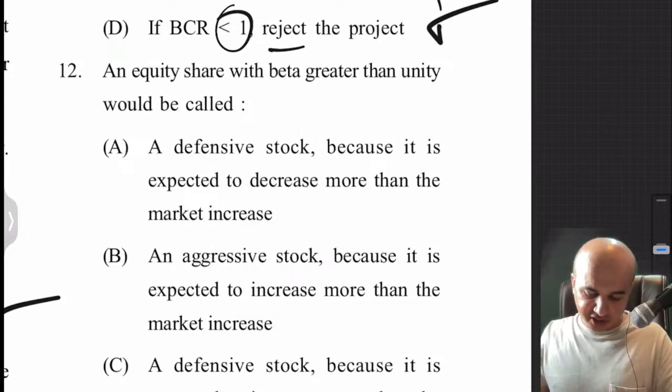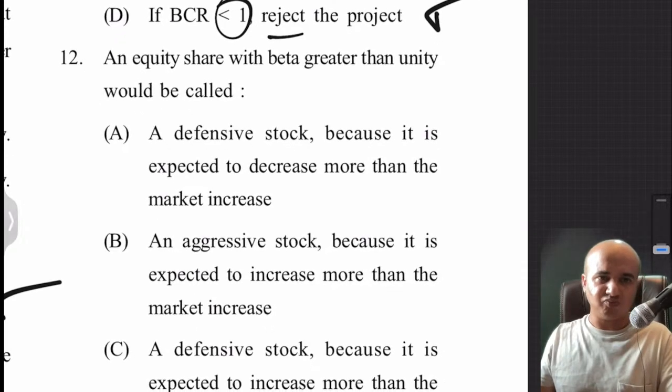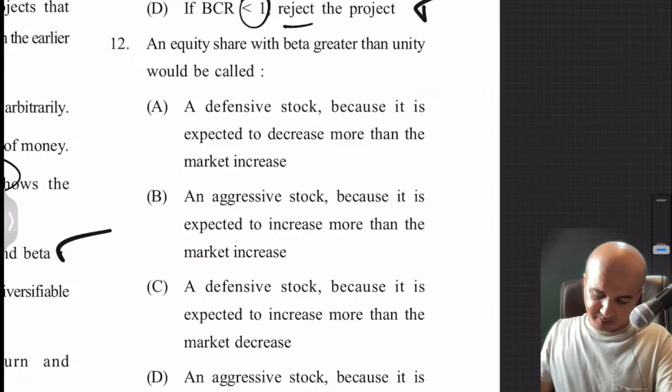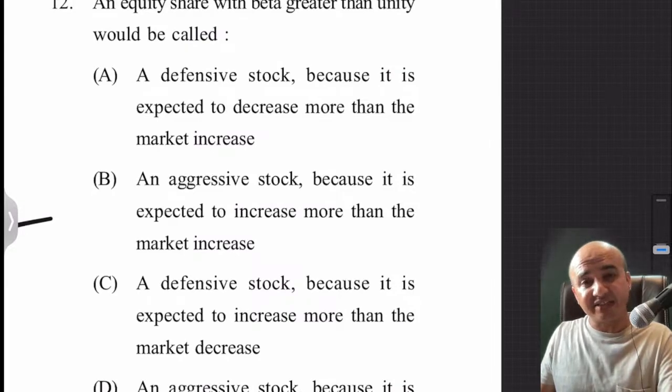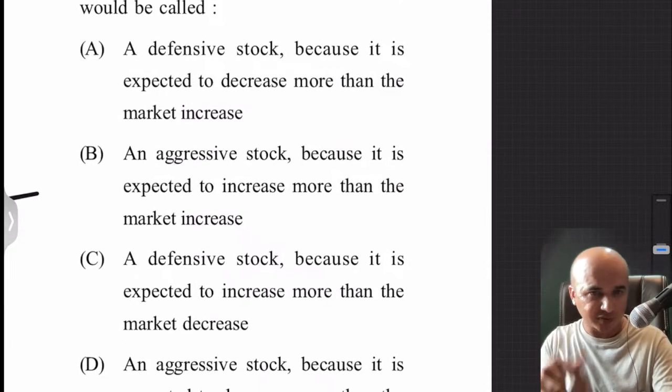Okay, an equity share with beta greater than unity would be called dash. Okay, so let us look at the options. A defensive stock, because it is expected to decrease more than the market increase. Okay, let's do one thing. Let us analyze each of these options once again.